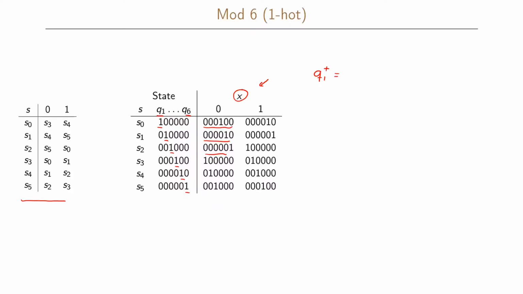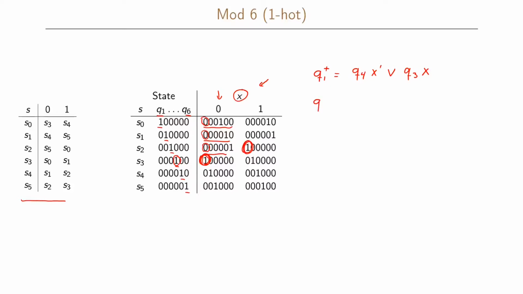Well, Q1+ is the first bit here when we have our state transition. So Q1+, we see that it is a 1 in this case here, which means that it is a 1 when we have Q4, because it is this one that we have here, and when we also have X as a 0, so we can write this as Q4 X'. It will also be a 1 here in this case, so it will be a 1 when we have Q3 and when we have X, the input, as a 1. So we can write this as Q3 X.